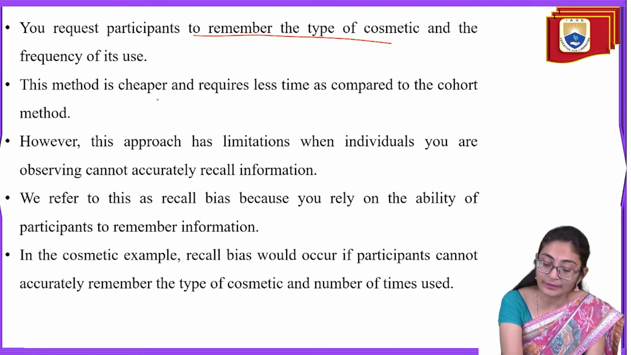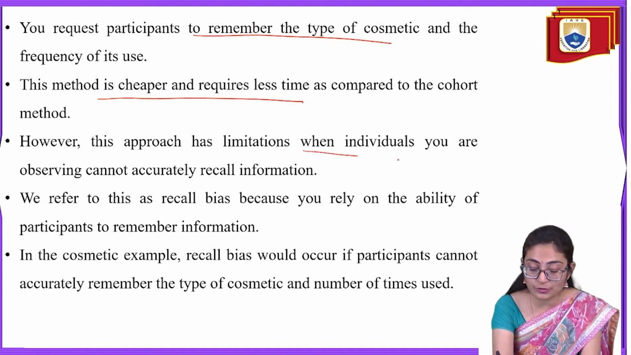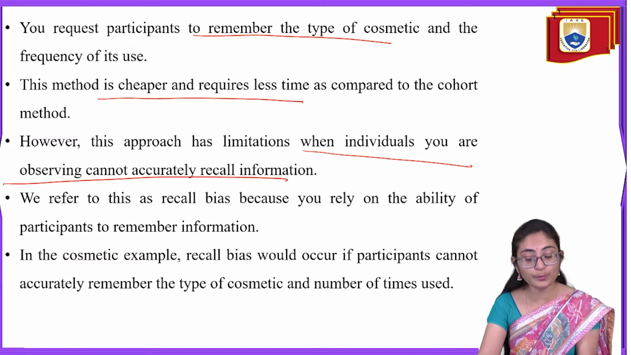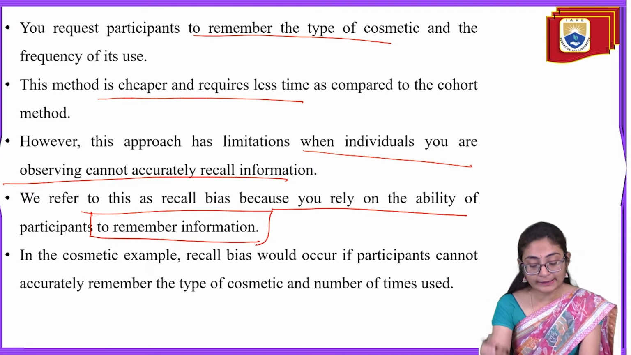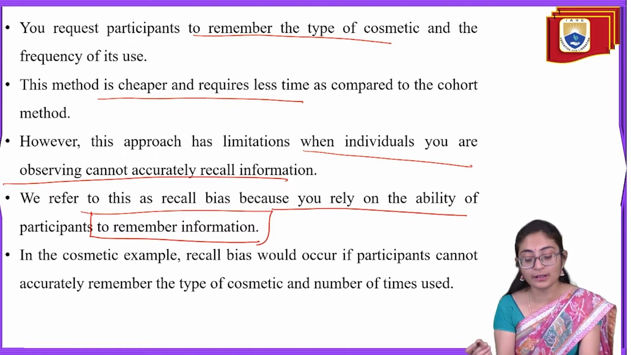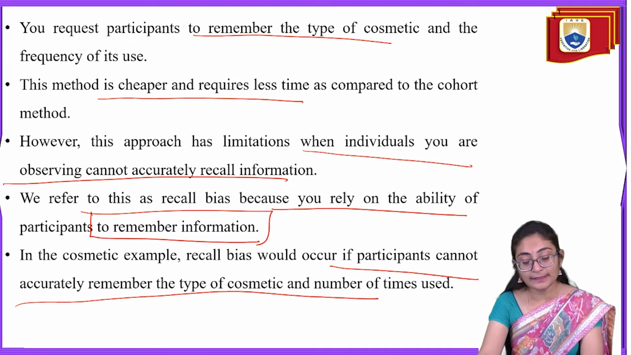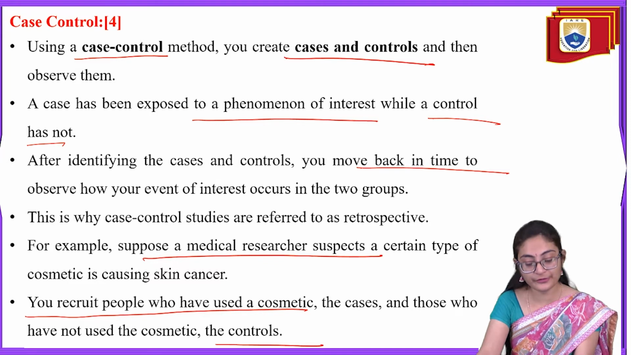This method is also very cheap and takes less time as compared to the cohort method. However, this approach has some limitations also, when the individuals you are observing cannot accurately recall the information. We refer to this as recall bias because you rely on the ability of participants to remember the information. In the cosmetic example, recall bias would occur if participants cannot accurately remember the type of cosmetic and the number of times used. So here, in case control, we have taken the example of the medical researcher where some people have skin cancer, and we observe at what time and how much cosmetic they have used.